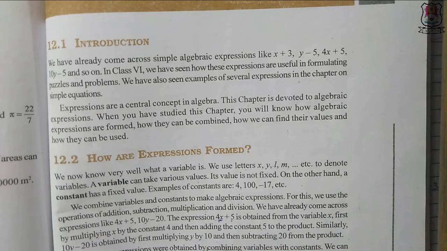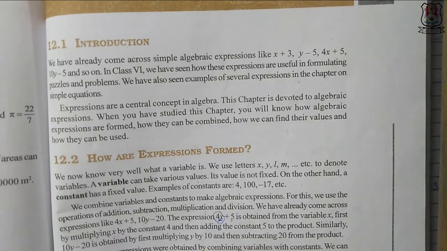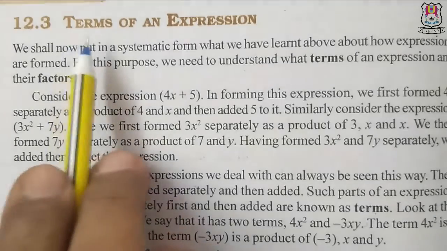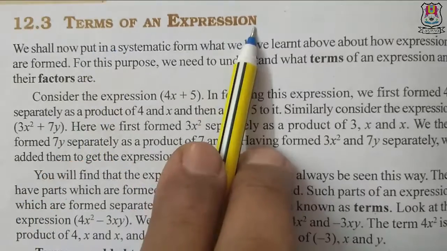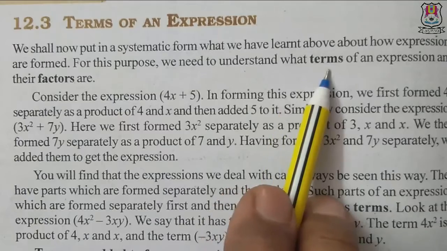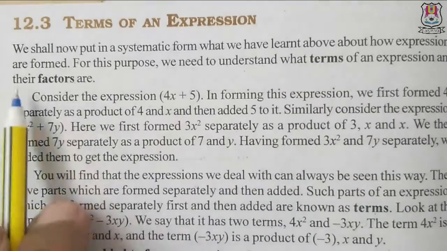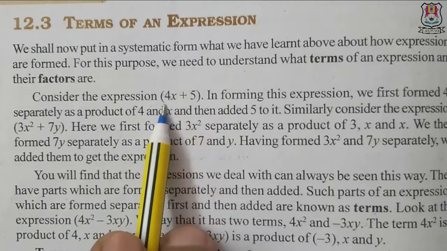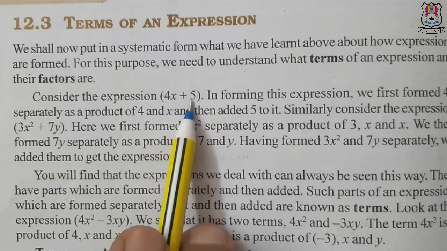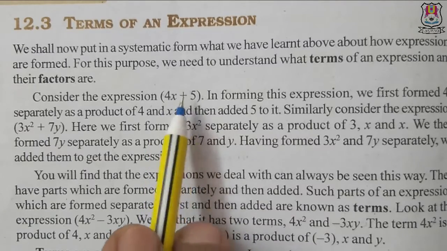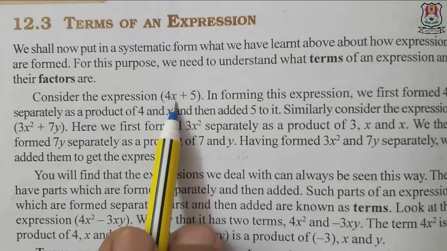We have to form the expressions. Now I'm going to explain to you what is a term. First of all, we are going to understand terms of an expression. So to understand what terms of an expression and their factors are, consider the expression 4x plus 5. This is an expression given to us, and in this expression there are two terms, first term and the second term. This is constant, this is having variable.